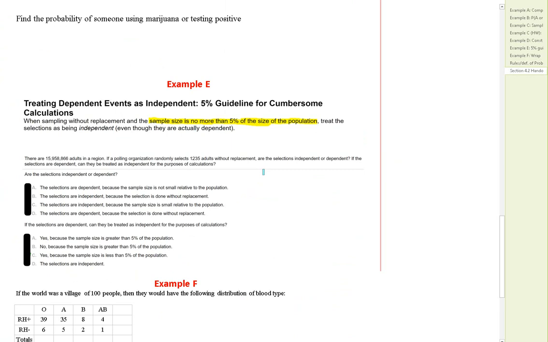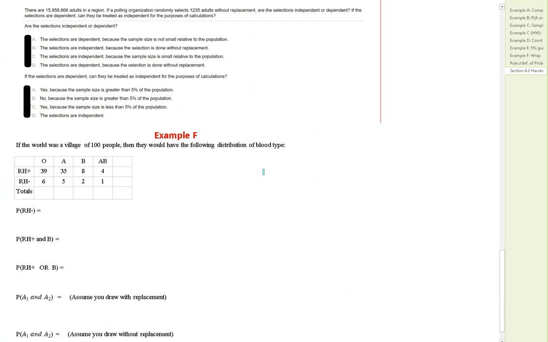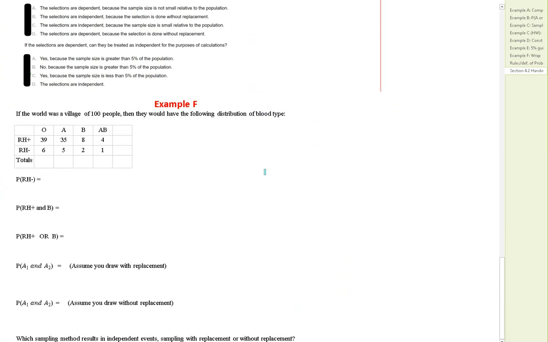Let's move down to example F, which I like. It's kind of fun. This is what would happen if you reduced the world's population down to a village of 100 people. And it's going to reflect the blood types of those 100 people.